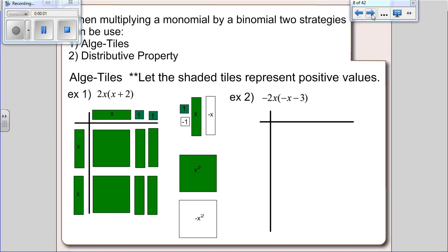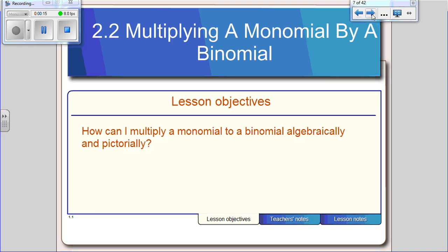Multiplying. So yesterday you should have learned all about monomials and binomials and polynomials and all that kind of jazz. And today we're going to start multiplying. We're going to multiply monomials by polynomials. It says binomial in the title, but we're really going to expand beyond binomials into more than that. The idea is a monomial by something.